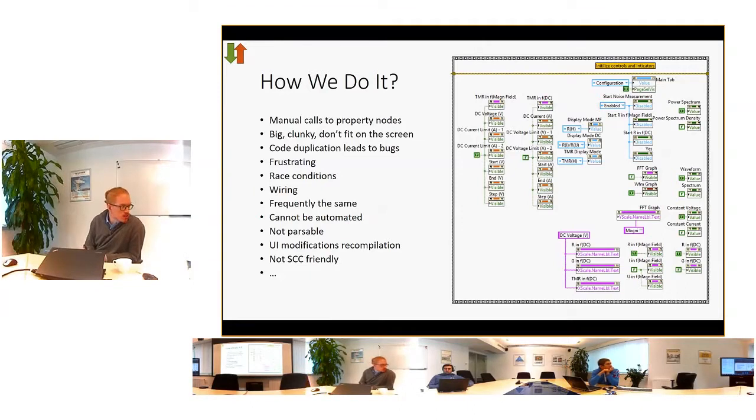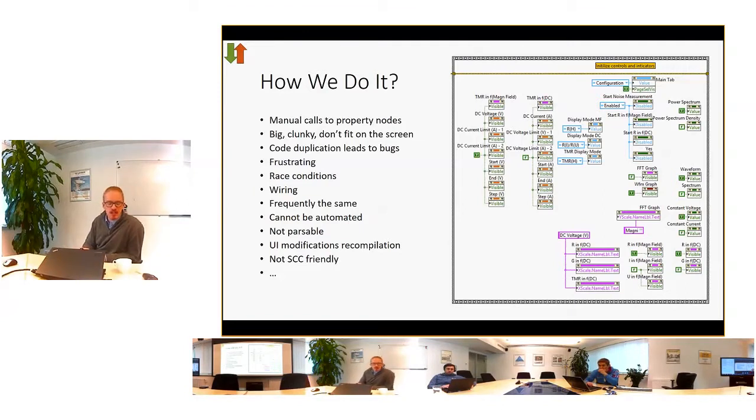Frequently, this code for UI manipulation will be exactly the same from application to application. So you can envision that the only difference between your applications, for example, is the names of the controls, so the labels, right? But everything stays the same, and still you cannot reuse it, so it's painful. Cannot be automated. It's not parsable easily by other tools, so you cannot extract information on what's going to be changed when.